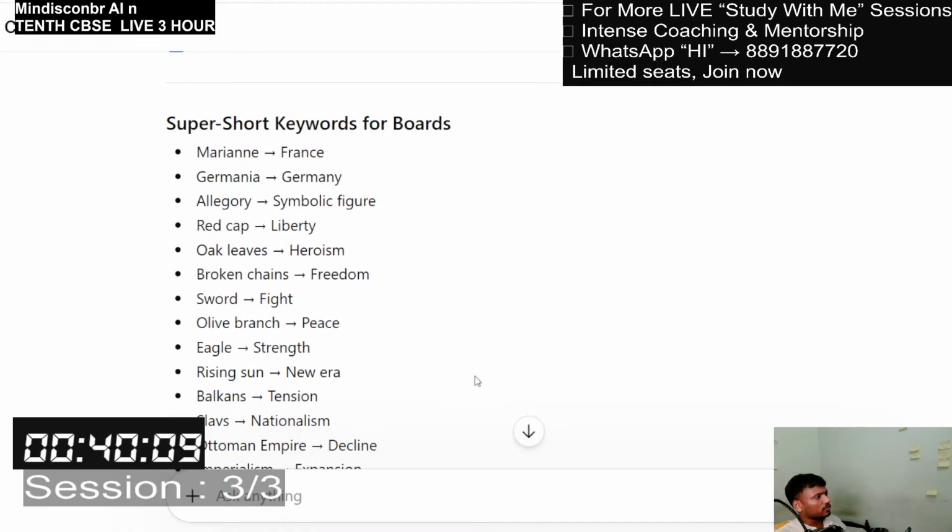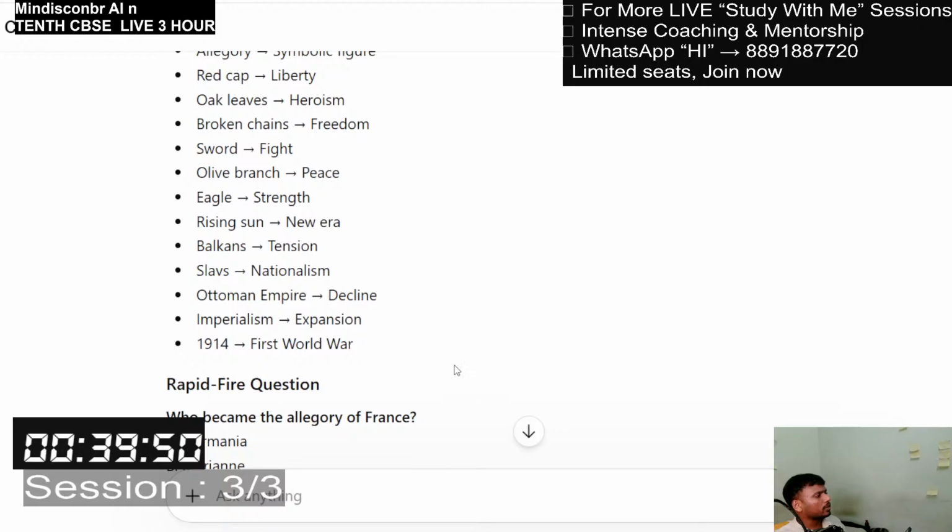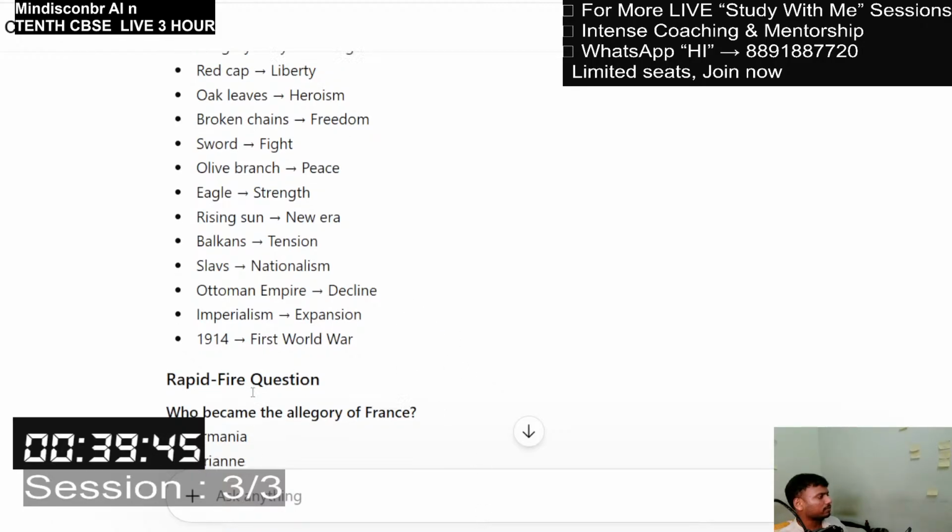Super short keywords for boards. Marianne, France, Germania, allegory, symbolic figure, red cap, liberty, oak leaves, heroism, broken chain, freedom, sword, fight, olive branch, peace, eagle, strength, rising sun, new era, Balkans, tension, Slavs, nationalism, Ottoman Empire decline, imperialism, expansion, and 1914 First World War.